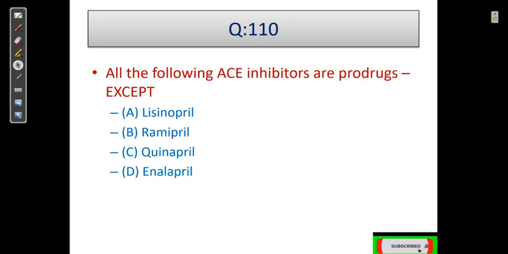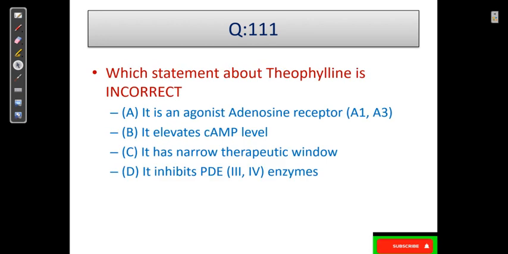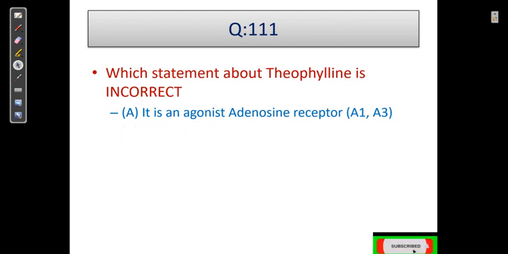All the following ACE inhibitors are prodrug except lisinopril, ramipril, quinapril, enalapril. So the correct one is lisinopril. Which statement about theophylline is incorrect? It is an agonist adenosine receptor A1 and A3. It elevates a cyclic AMP level. It has narrow therapeutic index, or it is a phosphodiesterase inhibitor 3 and 4. So the correct one is it is an agonist adenosine receptor.